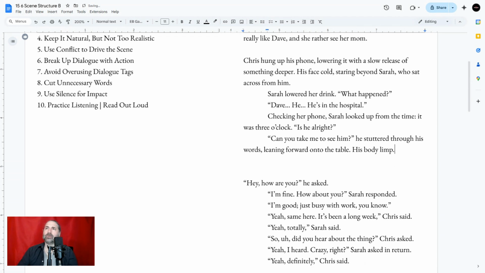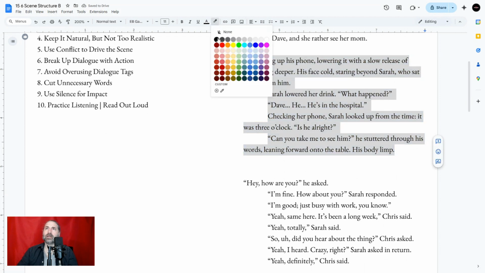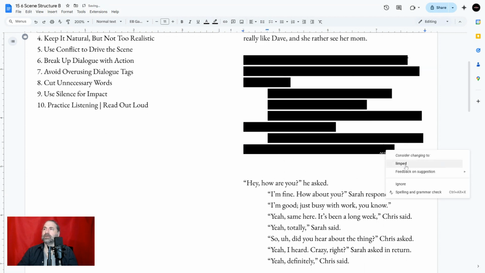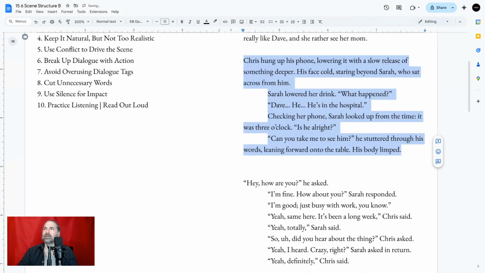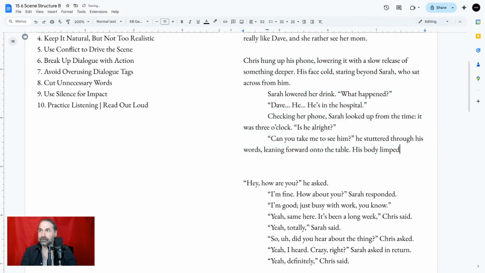All right. So, how are we doing with spelling? Oh, yeah, limped. I don't know if that's accurate, but his body limped. Oh, his body fell limp. Okay.